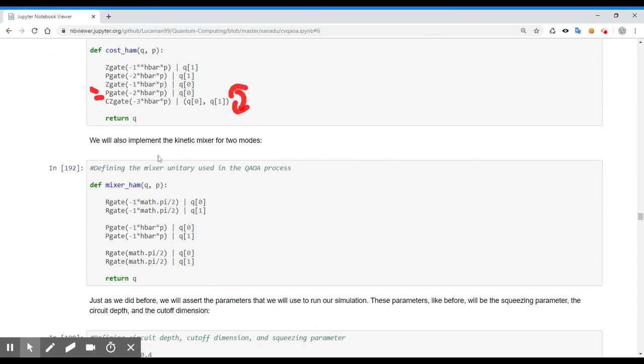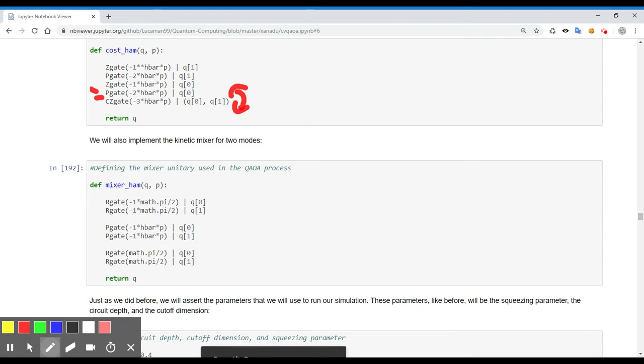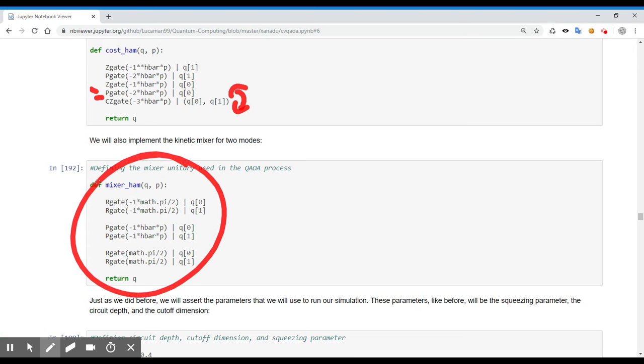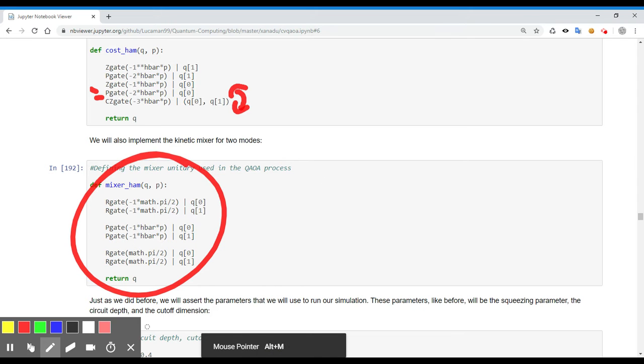We also implement the kinetic mixer for two modes, defining the mixer unitary used in the QAOA process. Again, that is still okay. So that is still magic for me. What is the kinetic mixer, and how does this work? Maybe I should look into it at some point. So I guess my next step. Let me go for a second.